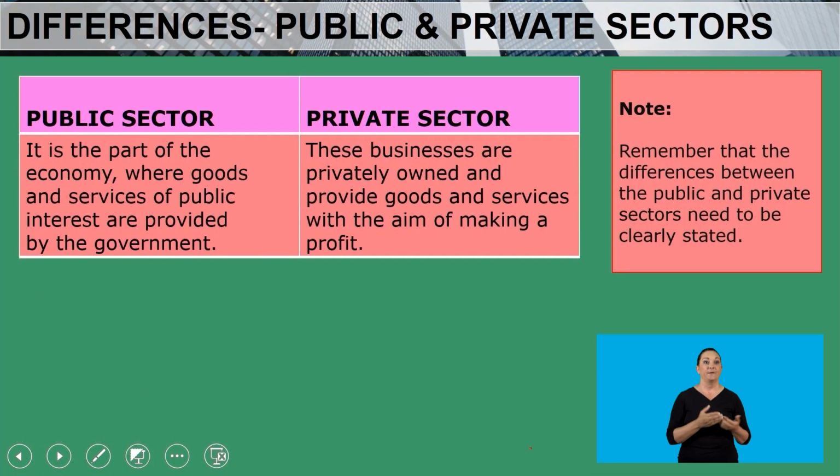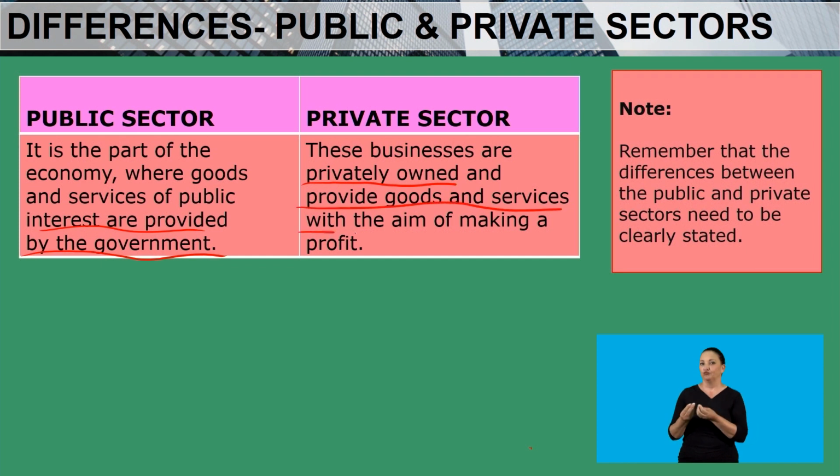So the public sector is the part of the economy where goods and services of public interest are provided by the government. In the private sector, businesses are privately owned and provide goods and services with the aim of making a profit.